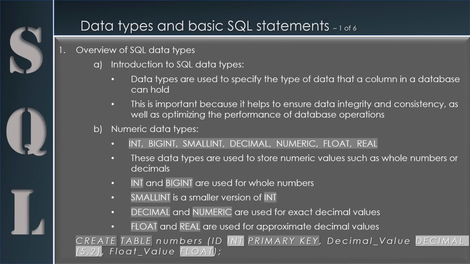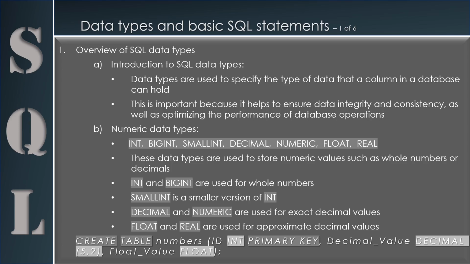Welcome to the topic of overview of SQL data types. In SQL, data types are used to specify the type of data that a column in a database can hold. This is important because it helps to ensure data integrity and consistency, as well as optimizing the performance of database operations.